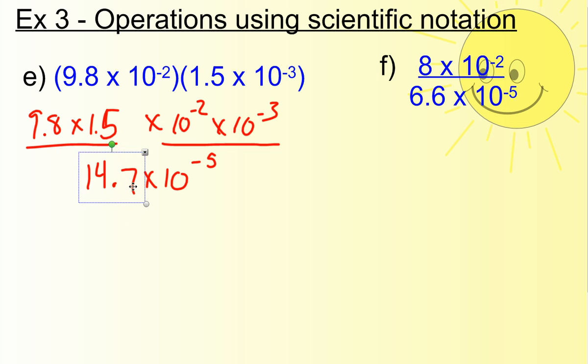Now, that unfortunately is not in scientific notation. So we're going to have to do one step. Now, look, this number is bigger than 1. So for me to move this in scientific notation, my exponent has to get bigger by 1 place. So 1.47 times 10. Now, what is one number bigger than negative 5? Which is negative 4.